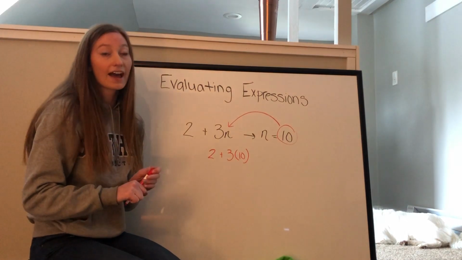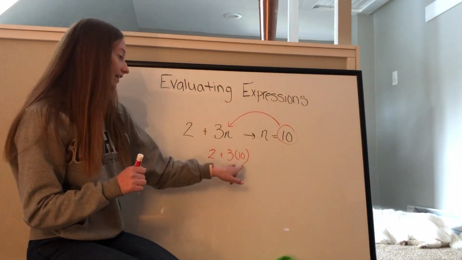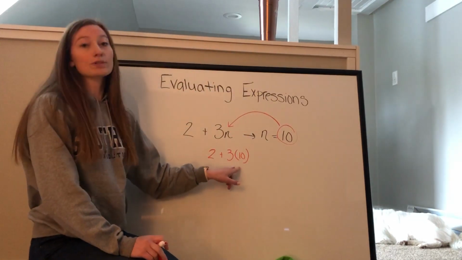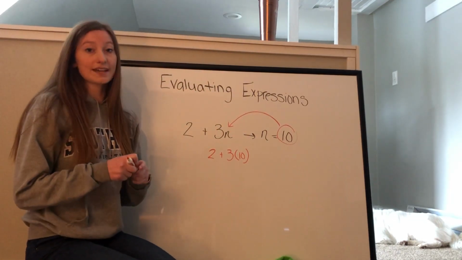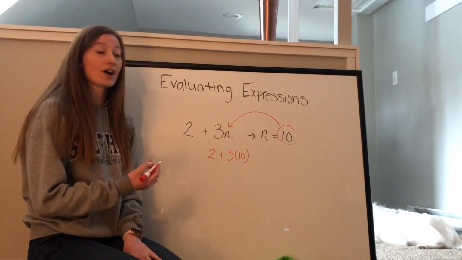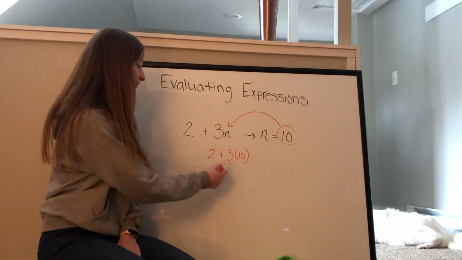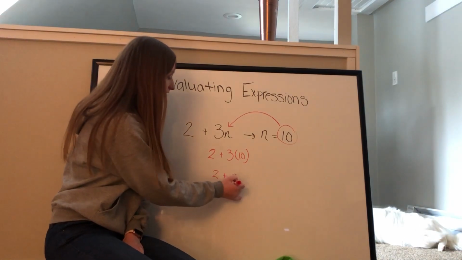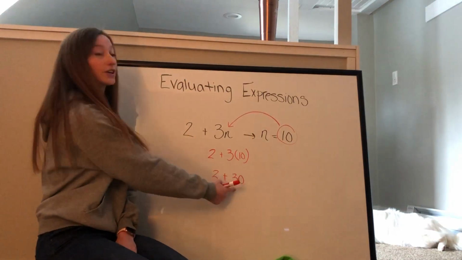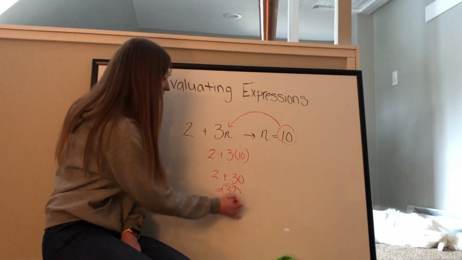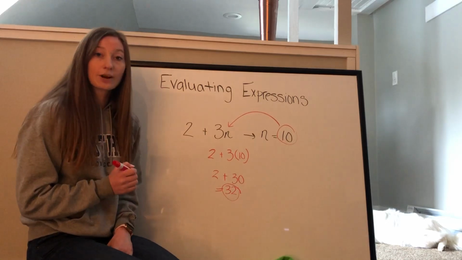Now, throughout the year, I have been telling you guys that when anything is written like this or smushed together, it means it's multiplication. So that really means 3 times 10. Now, using our order of operations, we can solve this. So I know that 3 times 10 is 30, so I'm going to rewrite. So now I end up with 2 plus 30, and I know that equals 32. And you have found your answer for the expression.